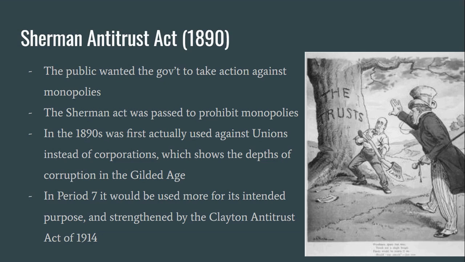In period 7, the act would actually be used for its intended purpose, as trust-busting presidents Teddy Roosevelt, Taft, and Wilson will break up large monopolies. It will also be strengthened by the Clayton Antitrust Act of 1914.